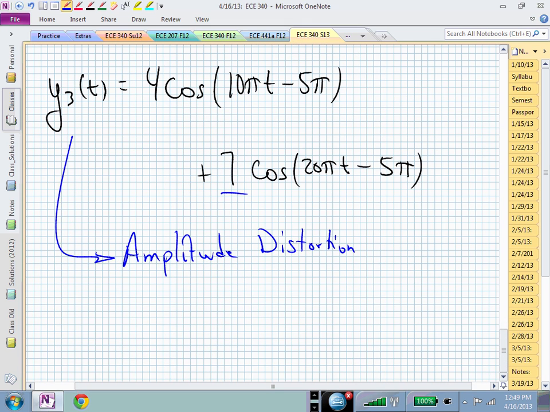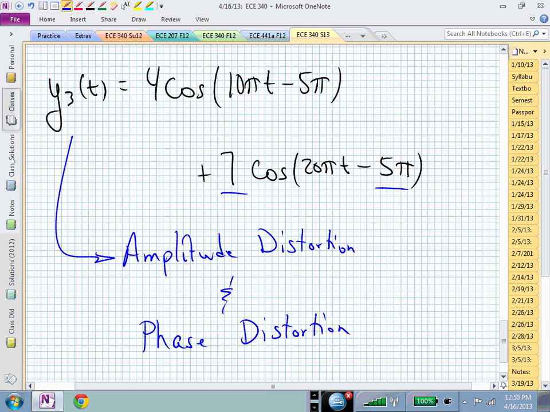What about the phase? With respect to 20 pi t, that should have been minus 10 pi to produce the same amount of time delay, which allows us to conclude then that this particular system sub 3 is producing both amplitude distortion and phase distortion.